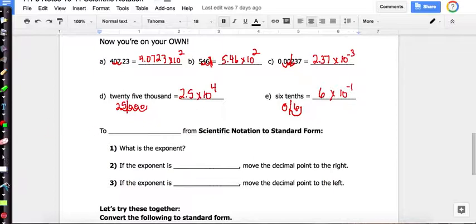So that concludes part 1 of our notes on converting standard form to scientific notation.